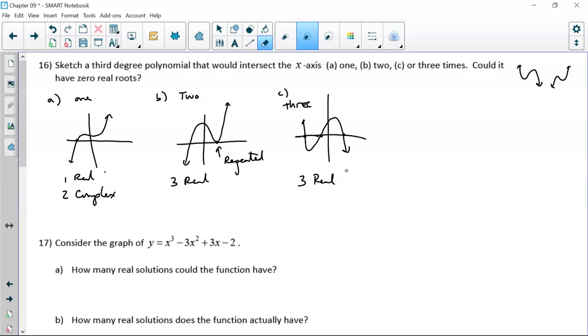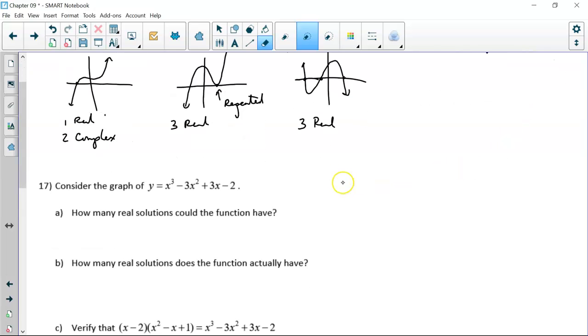Now, could any of them have 0 real roots? And no, it's not possible to have 0 real roots. So no x-intercepts is not possible because of the shape. Because of the shape of it, it's always got to go through at least once. So our only actual options for complex solutions are 2 or none. We can only have 2 complex solutions or no complex solutions on that one.